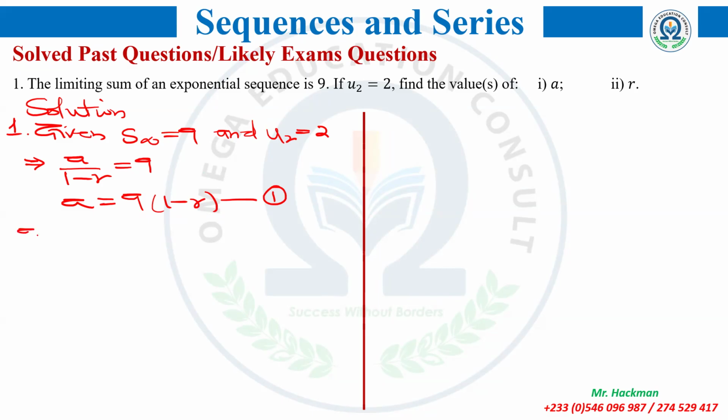So, we are going for our second. The second term of an exponential sequence, you know you are dealing with an exponential sequence, is given by, is it AR? Do you agree? Yes, please. Okay, so it means AR is equal to 2. Are you with me? Yes, please. Okay, so this becomes equation 2.